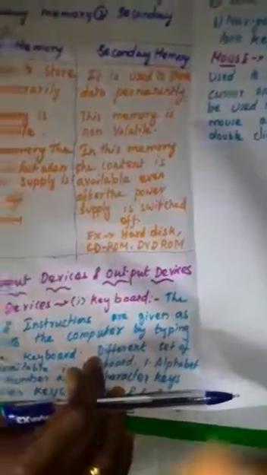So these are the components of a computer: input unit, central processing unit, ALU, control unit, output unit and memory unit. This is a very important question. Study very well.